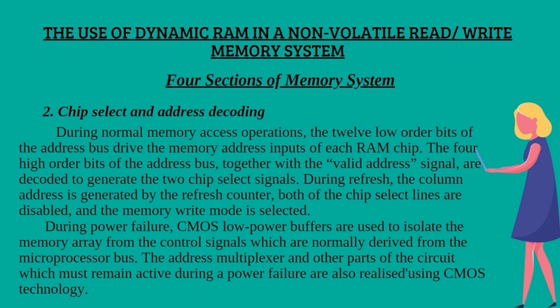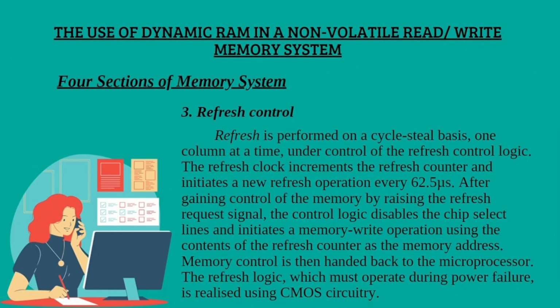During power failure, CMOS low power buffers are also used to isolate the memory array from the control signals, which are normally derived from the microprocessor bus. The address multiplexer and other parts of the circuit which must remain active during the power failure are also realized using CMOS technology. The third section of memory system, the refresh control.